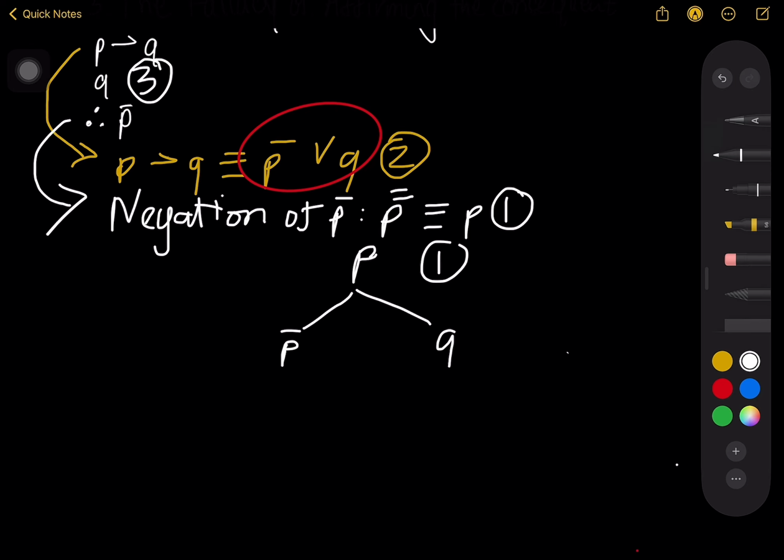Now we see a contradiction here: not P up to P. It is both the conclusion and the negation of the conclusion. So this branch we're going to say has failed. Therefore, it is closed.